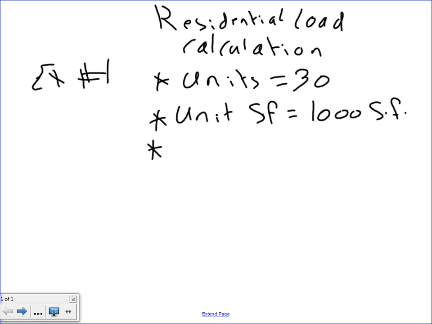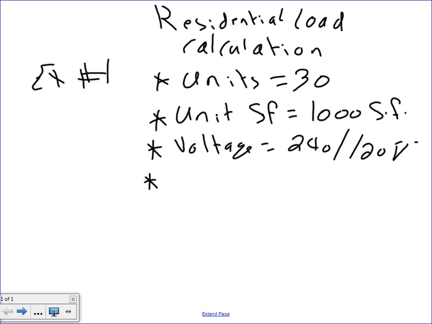The other thing is the voltage system. The voltage we're dealing with here is 240/120 volt. Because of the level, I could use 208/120, but we decided to use 240/120. I could have used 208/120, by the way, for this apartment. That'll be a good exercise. Okay, inside each apartment, we're going to find the following.